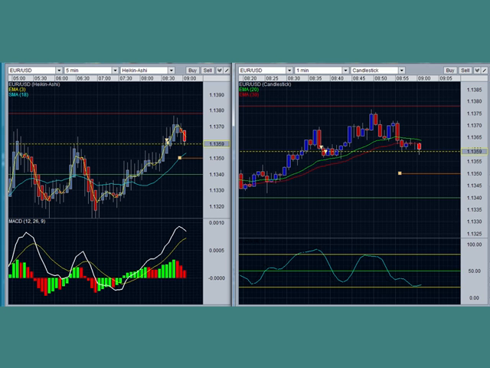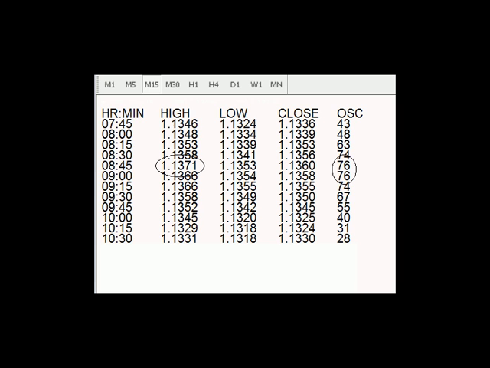A few minutes later, my Oscar log confirmed the fact that prices were falling. Oscar changes direction right about the time prices do.